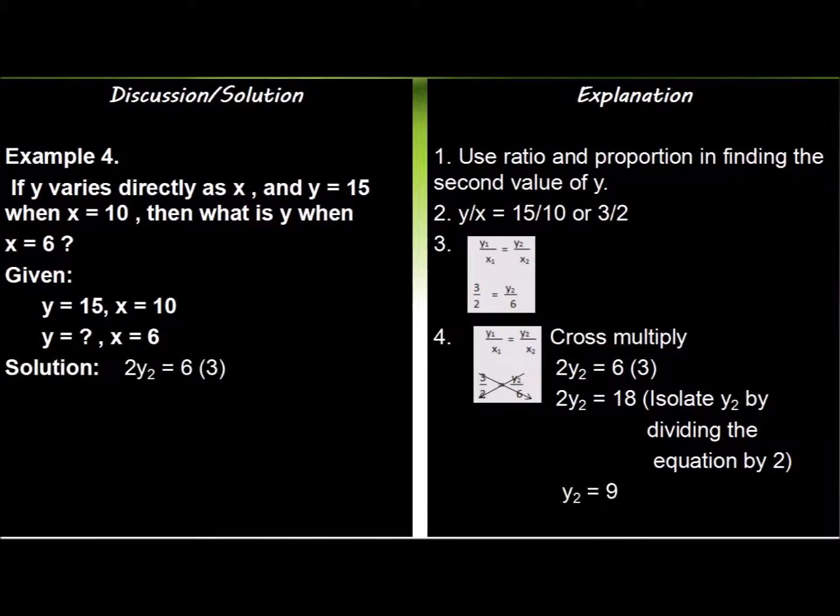So we have here the solution. 2 y sub 2 is equal to 6 times 3. So divide both sides of the equation by 2. So we have here 2 y sub 2 over 2 equal to 18 divided by 2. And the final answer here is y sub 2, which is equal to 9.